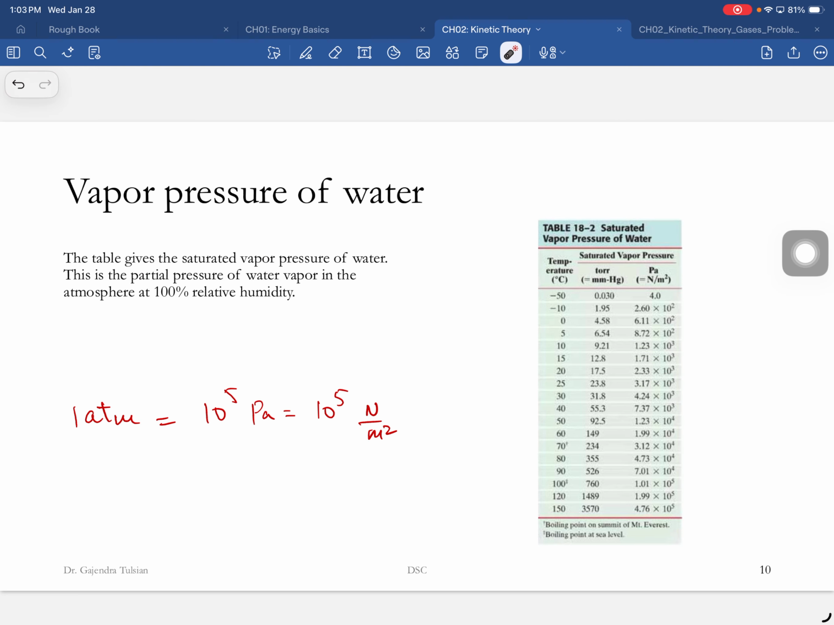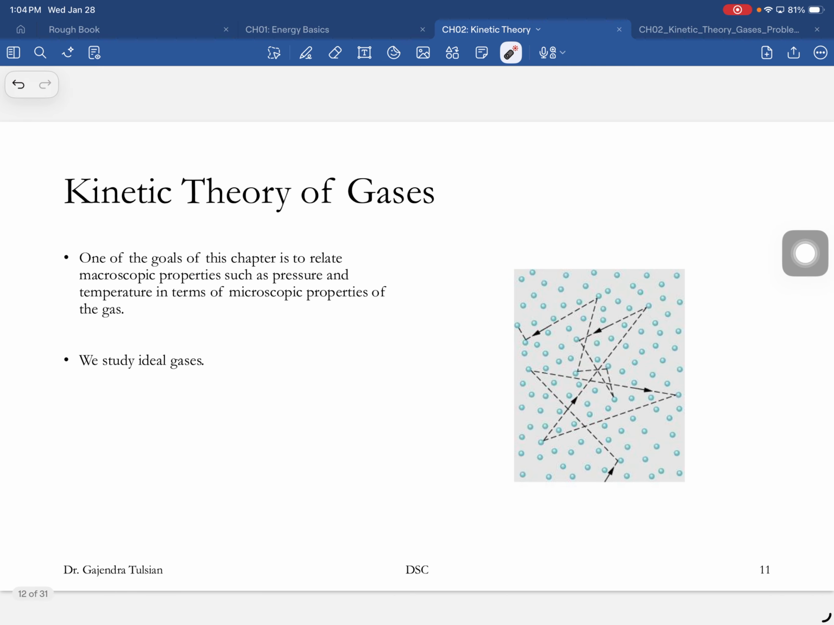Yes, so this is a macroscopic quantity, a quantity that you can measure using a thermometer, a handheld instrument. Here is a microscopic quantity. You can't measure this using a handheld instrument. So you're relating a macroscopic quantity to a microscopic quantity. That's the big deal, and that's what this chapter is about. So one of the goals of this chapter is to relate macroscopic properties to microscopic properties of the gas. So we'll study ideal gases.